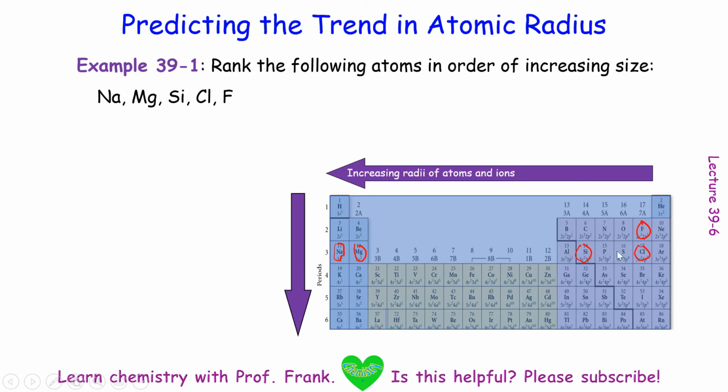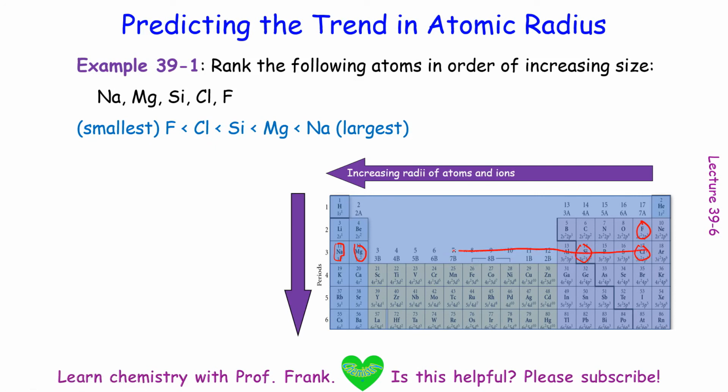We know going this way from right to left, the atomic radius increases. What does it mean? It means sodium is larger than magnesium, and magnesium is larger than silicon. Silicon is larger than chlorine. So we use this trend in answering this part of the question.